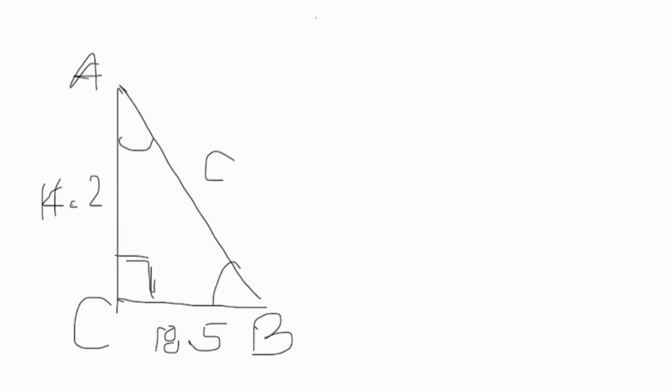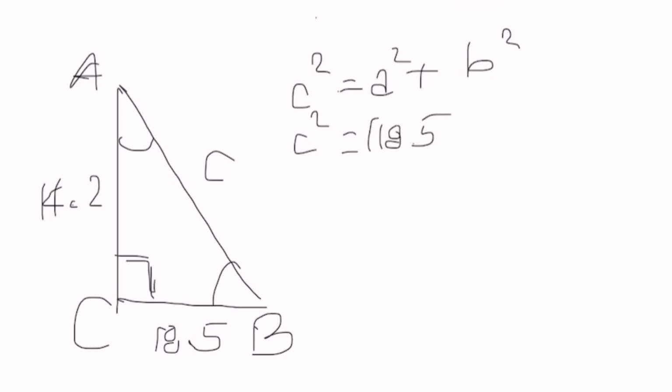So first, let's find C using the Pythagorean theorem. So Pythagorean theorem, C squared equals A squared plus B squared. So C squared equals A is 18.5 squared plus 14.2 squared.